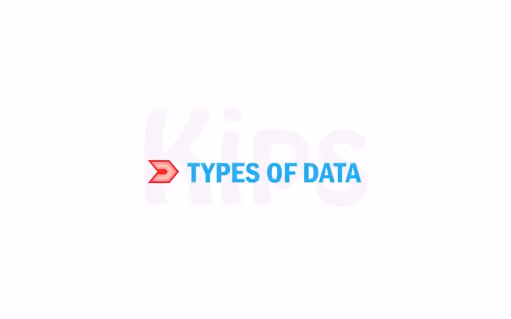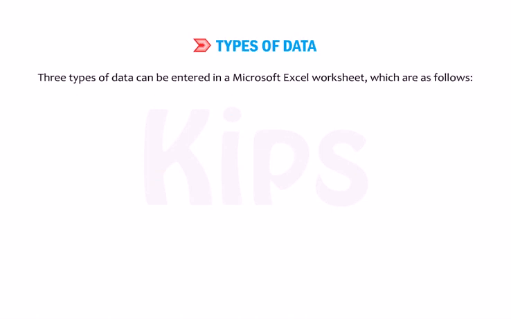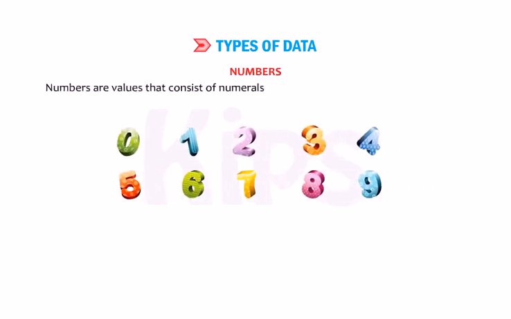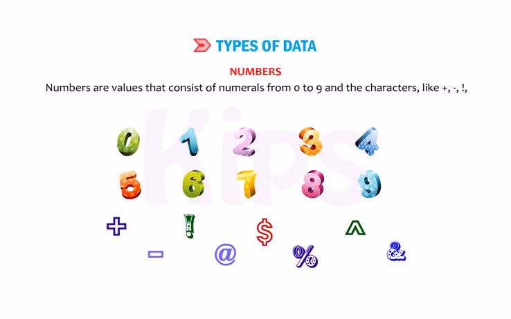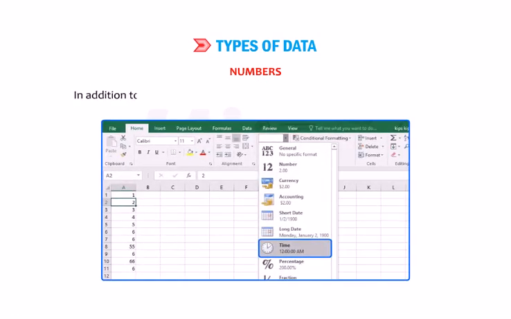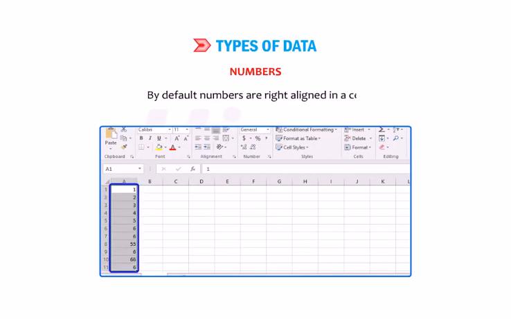Let us talk about various types of data now. Three types of data can be entered in a Microsoft Excel worksheet, which are as follows: numbers, text, and formulae. Numbers. Numbers are values that consist of numerals from 0 to 9 and characters like plus, minus, exclamation sign, at, dollar, percentage, caret, etc. They can be used in calculation. In addition to actual numbers, Excel also stores date and time as numbers. By default, numbers are right-aligned in a cell.